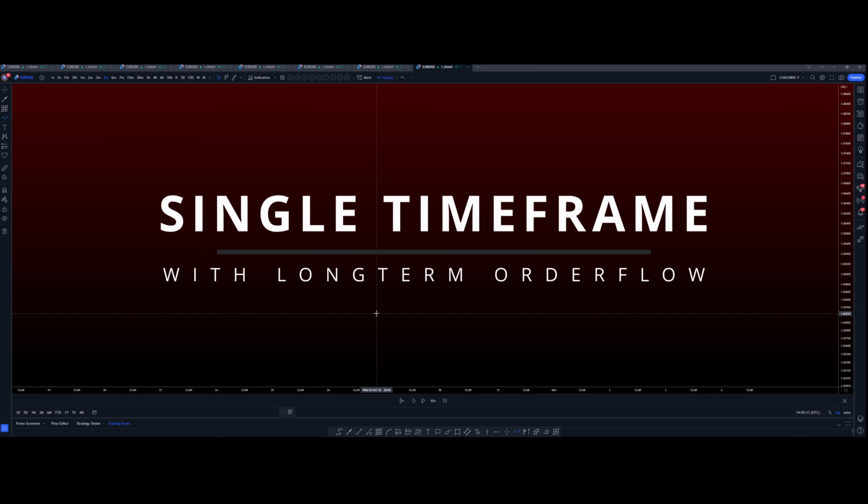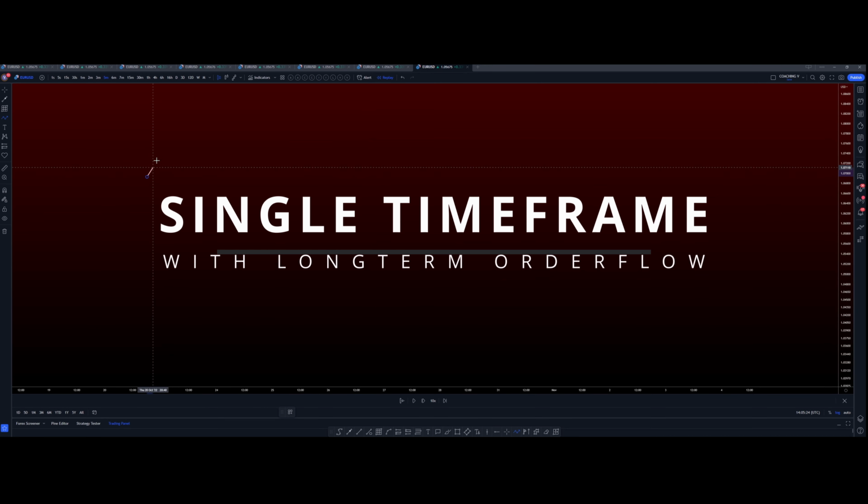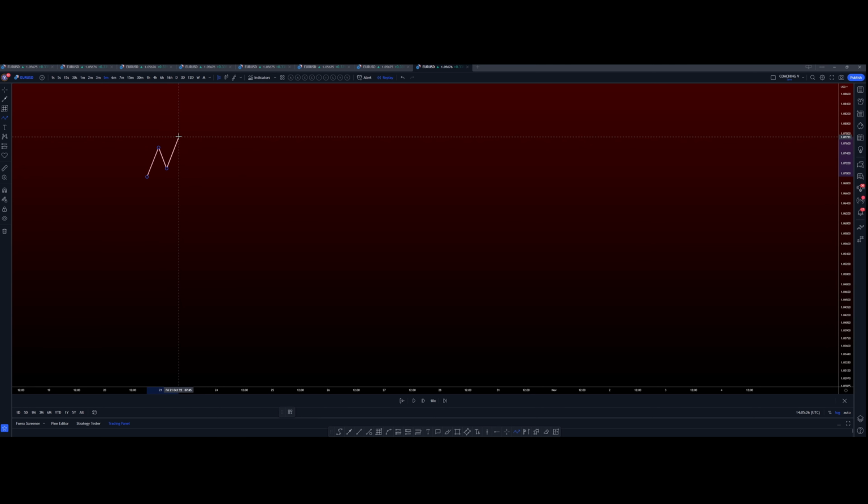So I'm now going to show you how me and my community do see the market and how we are able to trade on a single time frame with higher or long-term order flow. And I'm then going to cover why it does solve a lot of the problems that we just discussed earlier in the video. So we have bullish order flow.